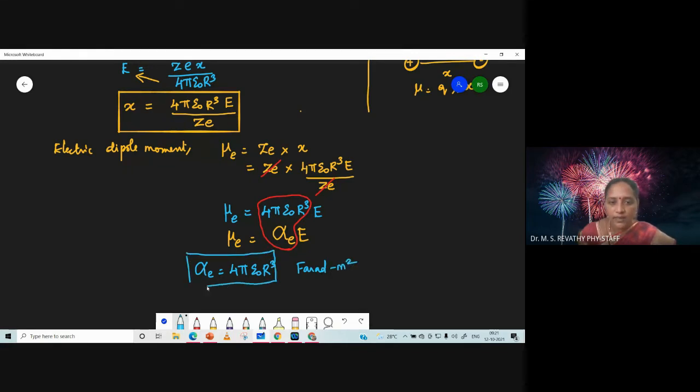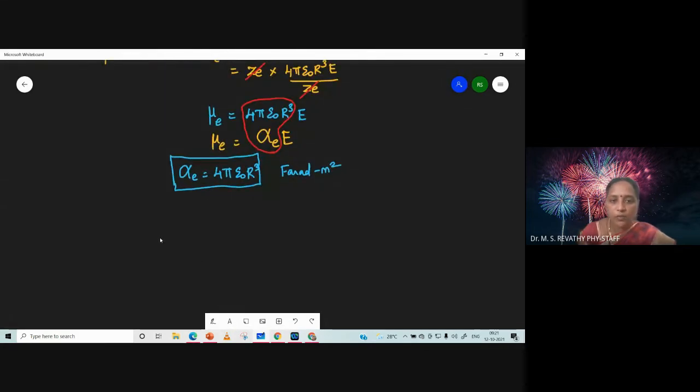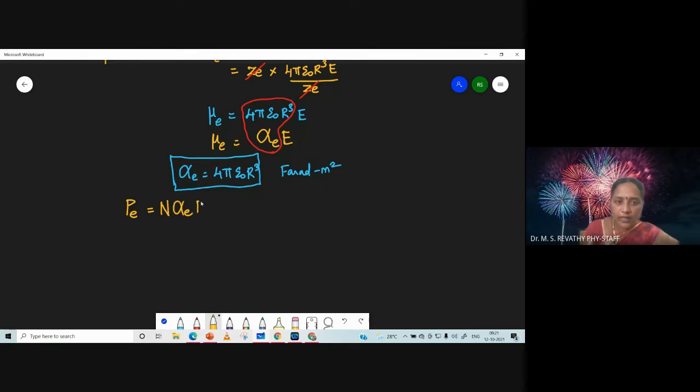So the next task is also over. We have calculated the alpha E also. So what is the last one we are supposed to do? We have to calculate the electronic polarization. So suffix should be E, which is equal to the number of atoms into polarizability into capital E. So if you substitute alpha E here, you get the final expression for electronic polarization.